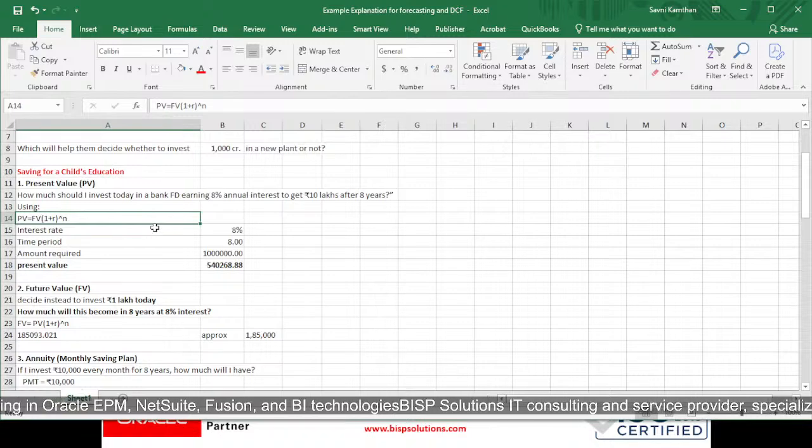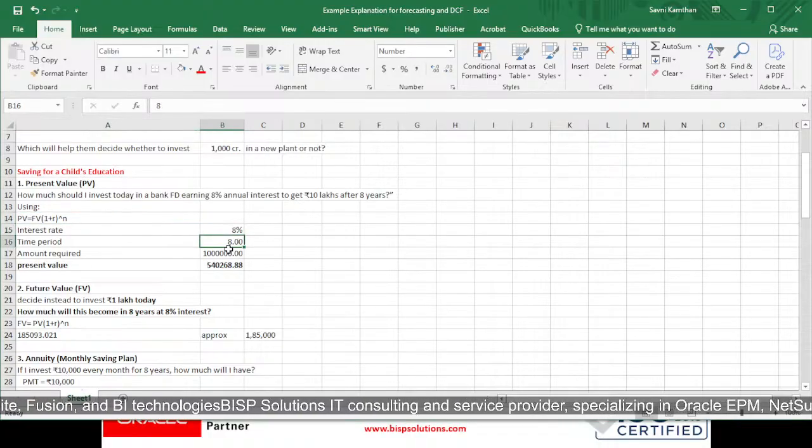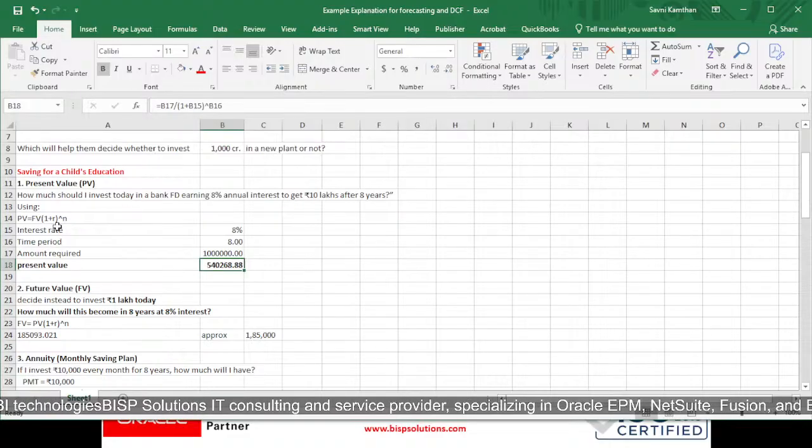So we will be using the formula which is PV equals FV into 1 divided by 1 plus R to the power n. So for calculating it, I have taken the data and I have calculated it with this formula only. So we have to invest around 5.4 lakh today to get 10 lakhs in next 8 years.